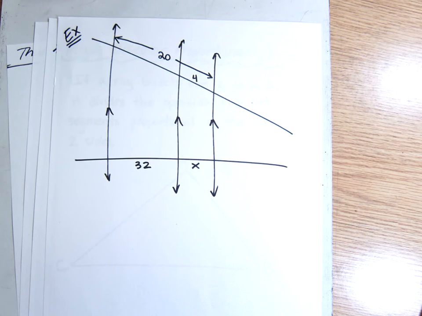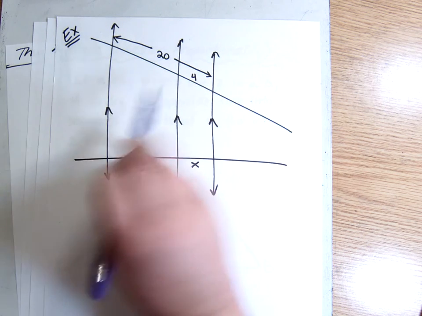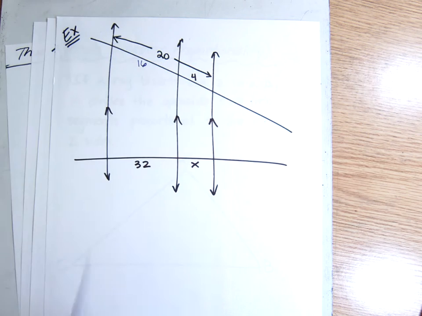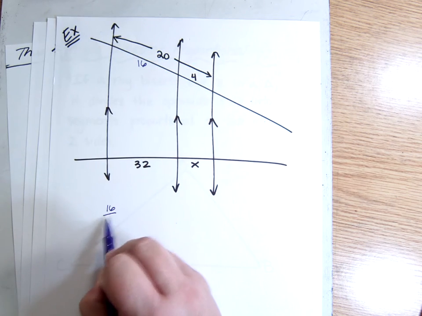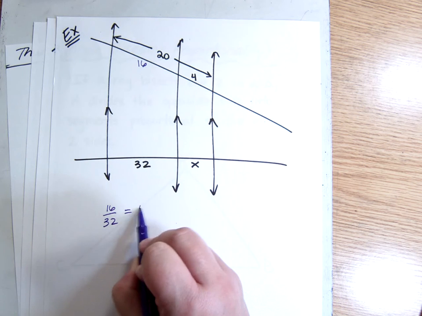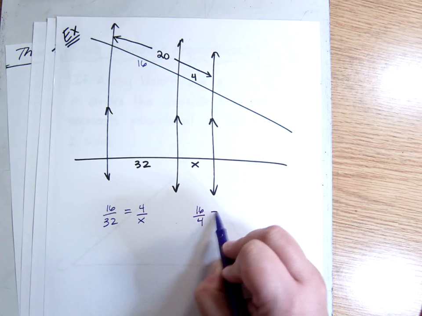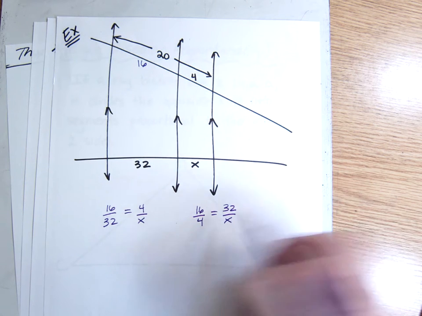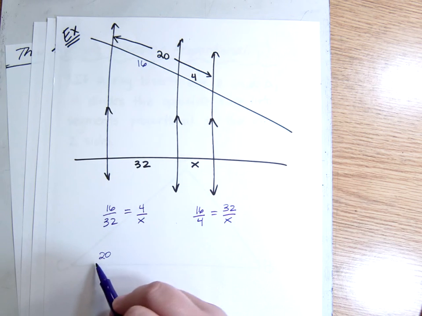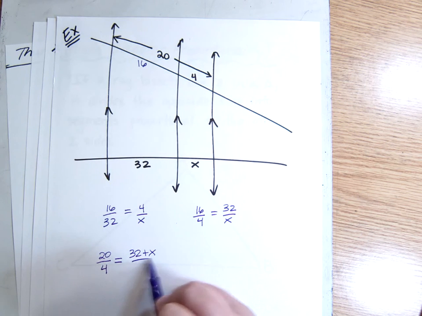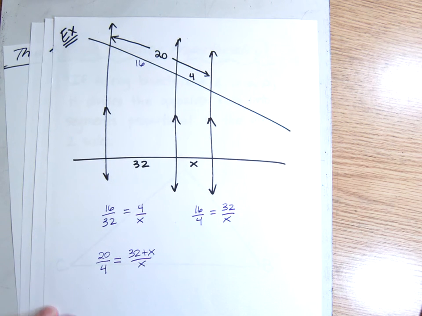We said that we could set this up lots of ways. If we take 20 minus 4, this is 16. So we could say 16 over 32 equals 4 over x, or 16 over 4 equals 32 over x, or 20 over 4 equals 32 plus x over x. There's lots of ways to set it up.